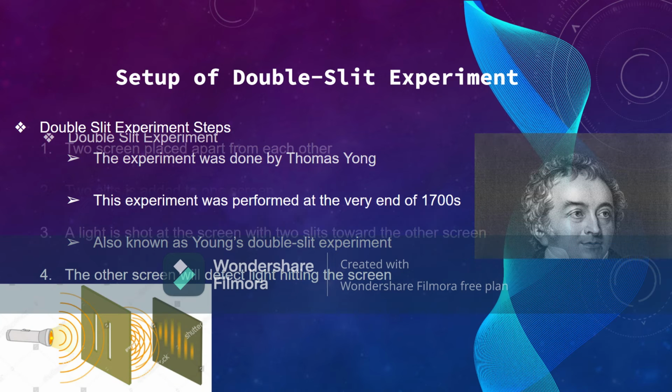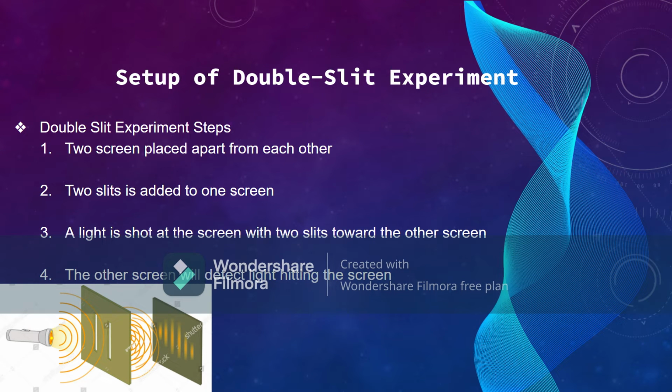So, the steps for setting up a double slit experiment. First, you need two screens placed apart from each other, and a double slit must be added to one of the screens. After that, you shoot light through the screen with the double slit toward the other screen that will detect the light hitting it. From the double slit experiment, you see light being split into bands due to the interference of waves caused by light. And this is the reason why light is a wave.